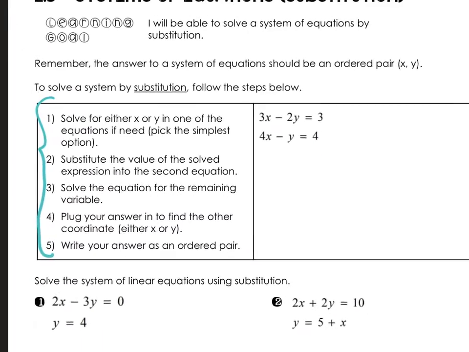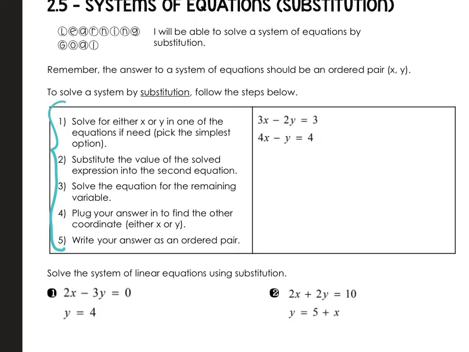And this first example, so it says, first step, solve for either x or y in one of the equations. If needed, pick the simplest option. So sometimes they may already have x or y by themselves. For this one, neither of them are by themselves. So you want to think about which would be the easiest to get one of those variables by itself. So the top one, both variables have a coefficient, so that's going to be a couple steps at least. But the second equation, y is pretty much by itself except for that negative on it. So that may be the simplest here.